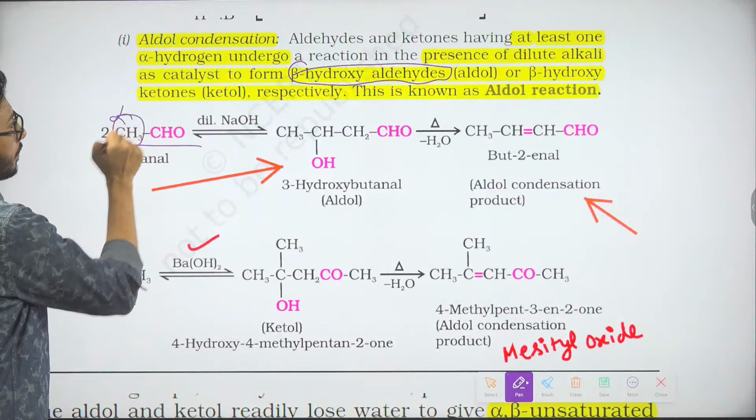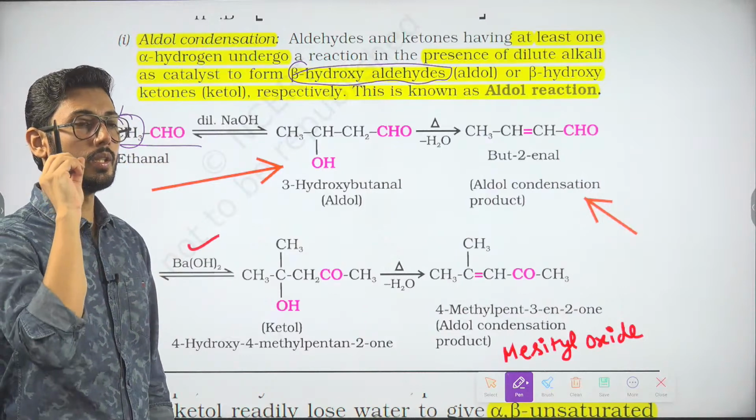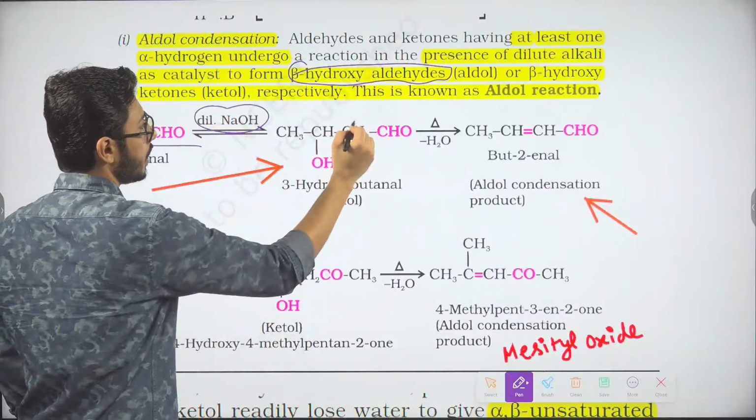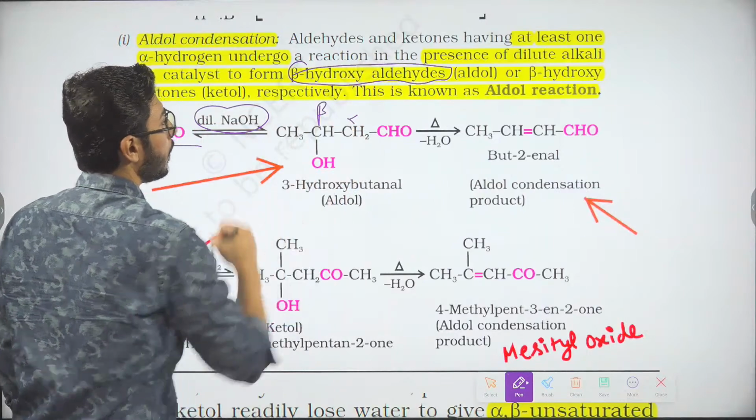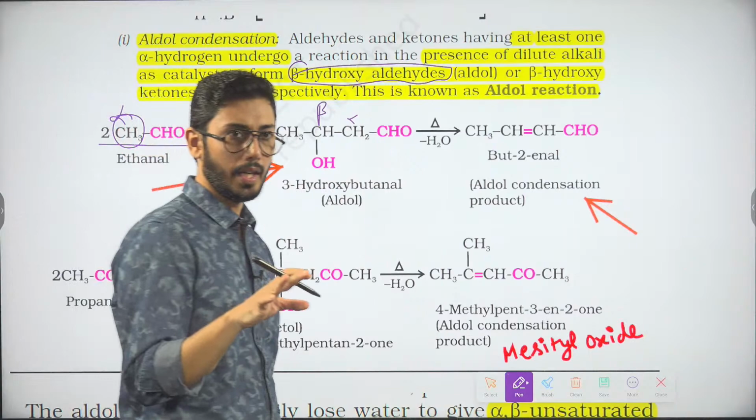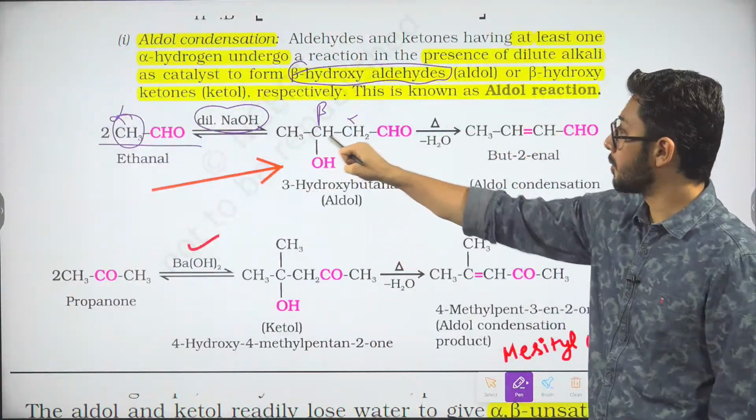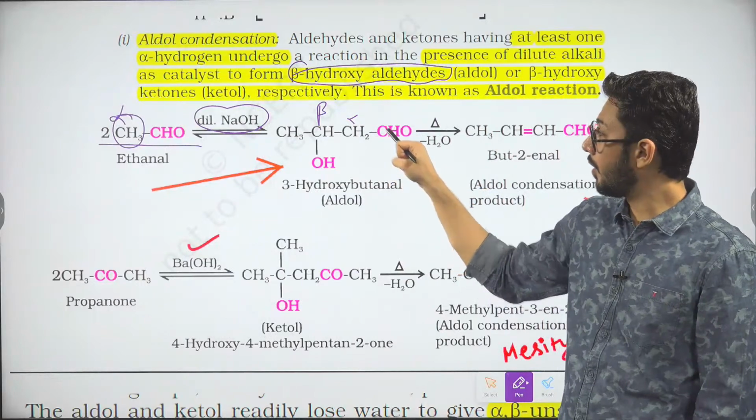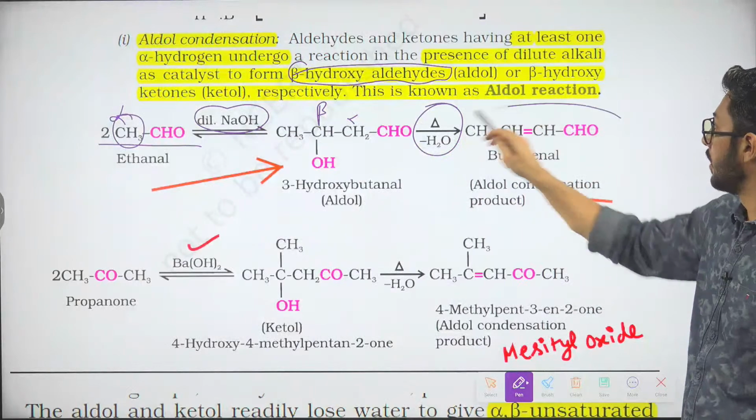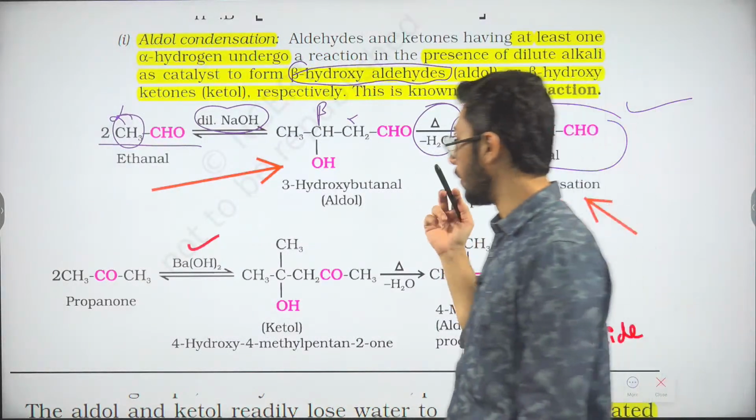This is the alpha carbon. This alpha carbon has hydrogen. In dilute medium, which reaction will it give? Aldol condensation. Then with this condition, firstly, what is formed? Beta hydroxy carbonyl. So if you are able to identify the alpha hydrogen, then you can directly write the product also. The first product is beta hydroxy carbonyl. On heating, dehydration takes place, and that is the product formed, which is the condensation product.